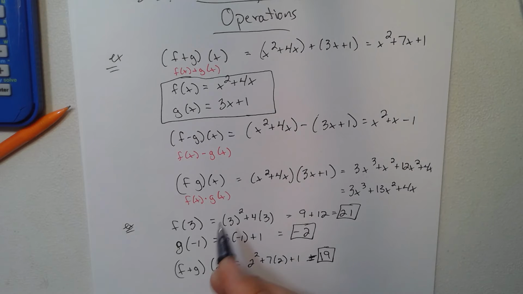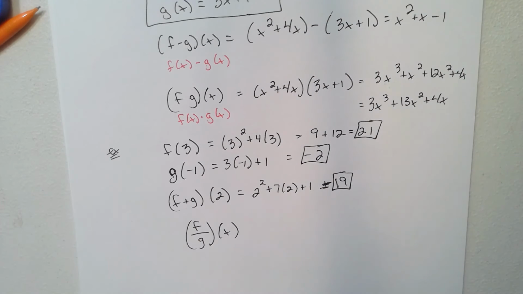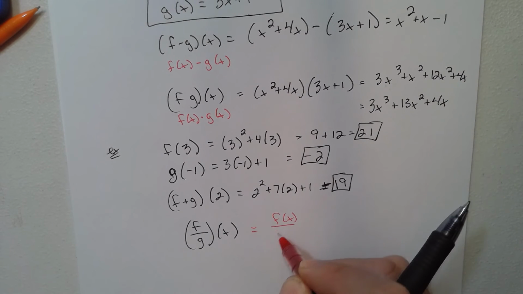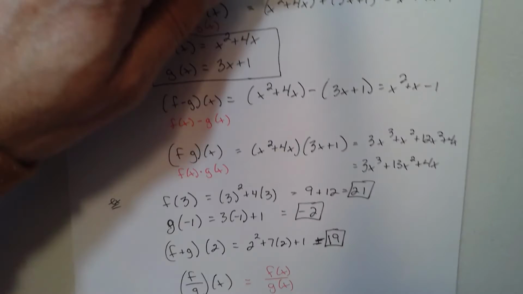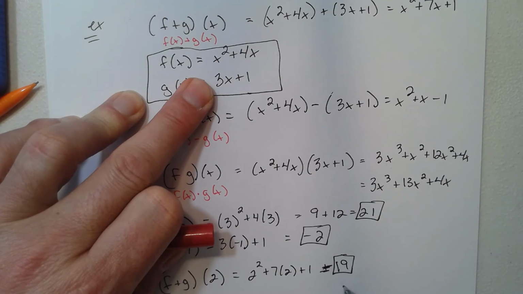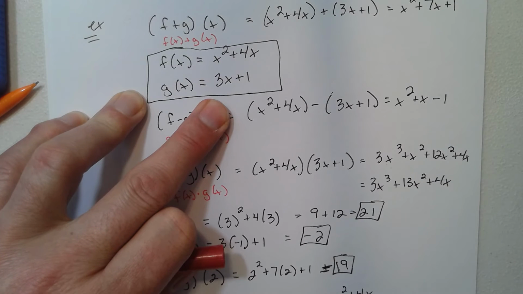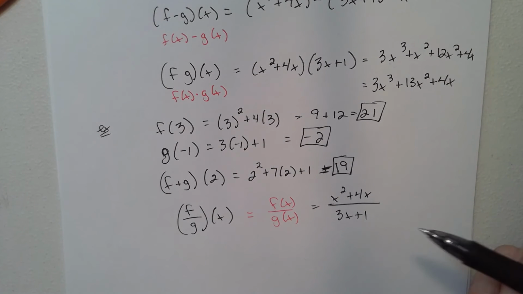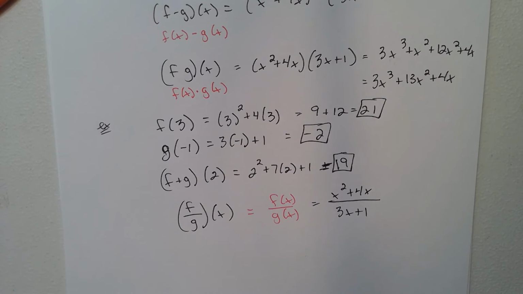I guess I forgot to show you f over g of x. So that's the same as f of x over g of x, and you just divide them. So in this case, f of x is x squared plus 4x, g of x is 3x plus 1. This would be f of x over g of x. That's what this notation means.